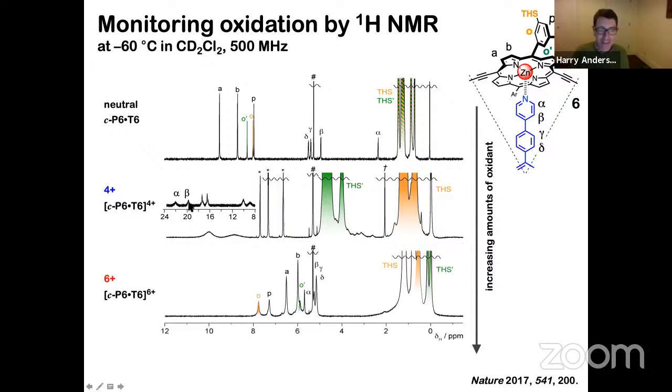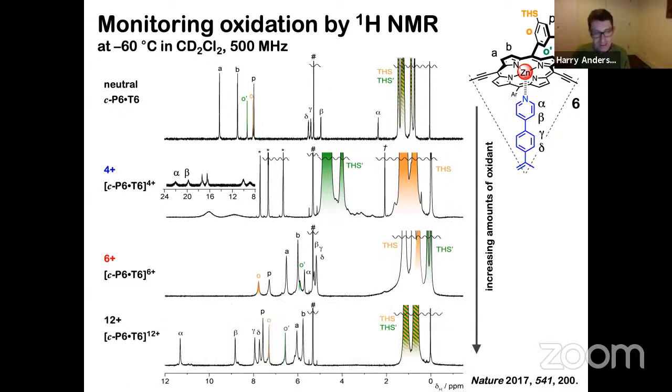If you carry on the oxidation to the 6+, you now get a ring current in the opposite direction. You can tell that because the trihexylsilyl signals swap their arrangement, so the more shielded one is now inside the ring, and you also get a wide splitting between the ortho and the ortho prime. That means we have an aromatic ring current, which is what you'd expect from the number of π-electrons. If you carry on oxidizing to the 12+, you can also record an NMR spectrum of that.